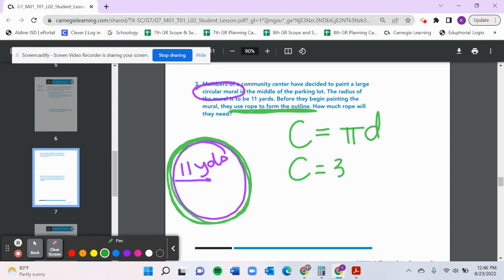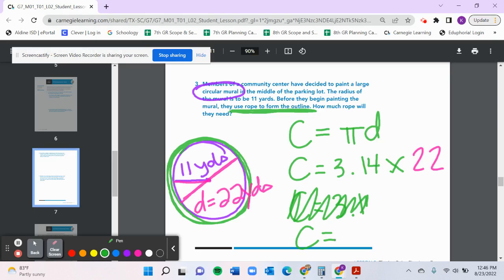Filling in what we know, pi is 3.14 times the diameter. Pause, they don't give us the diameter. So what should you do? Think about what is given. If I know the radius is 11 yards, and I know that 2 radius create 1 diameter, I can simply double that. So I know the diameter is going to be equal to 22 yards. So I'm going to fill in 22, and now I can solve for the circumference. The answer you would get is 69.08 feet.